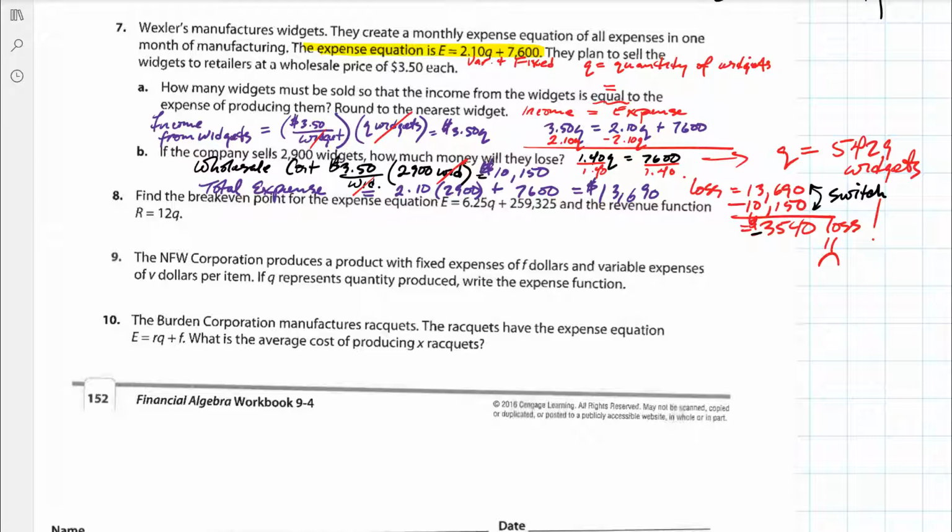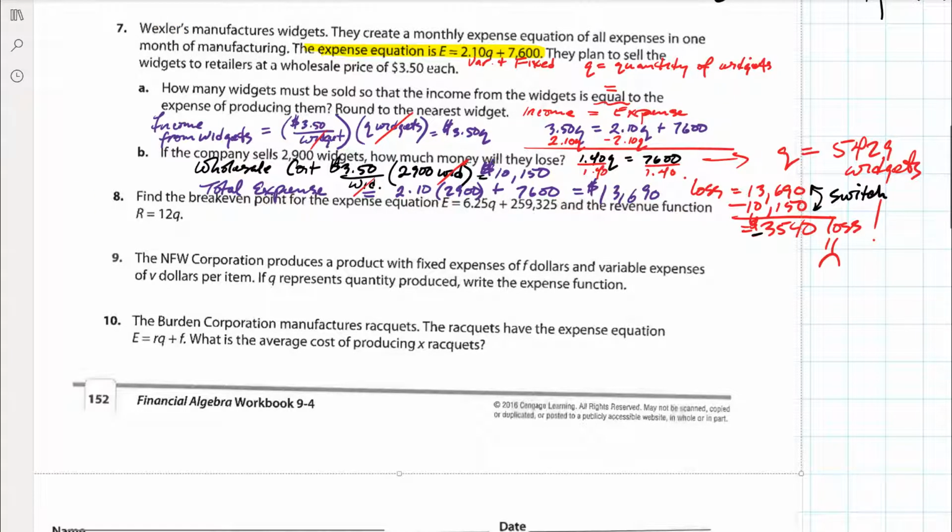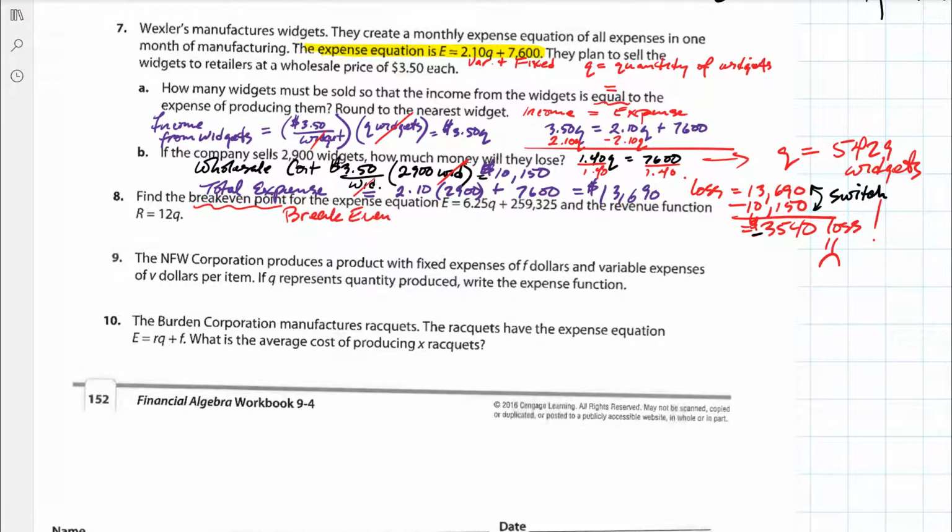Okay, so this one here, let's get organized. For part A, it says find the break-even point of the expense equation and the revenue equation. Underline this, the break-even point. The break-even point is where the expenses equal the revenue. That's a major concept, so let's write that down. The break-even point is where the expenses equals the revenue.